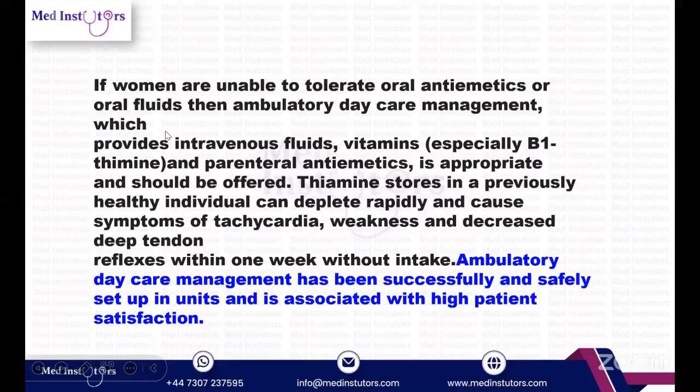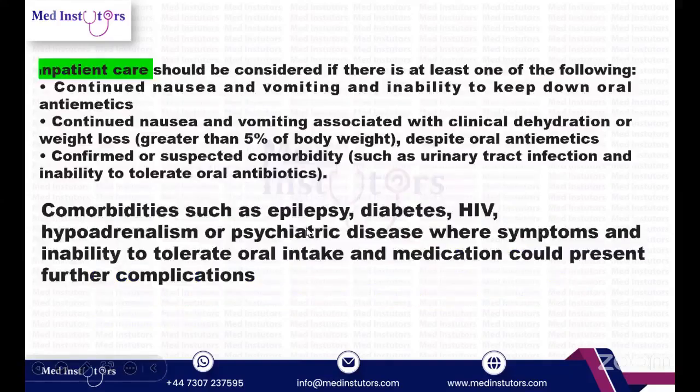So in ambulatory care, what are we going to provide? We are giving them IV fluids with B1 thiamine, and parenteral antiemetics are preferred. Thiamine stored in a previously healthy individual can deplete rapidly and cause symptoms of tachycardia, weakness, and decreased tendon reflexes, within 1 week without intake. So in ambulatory management we give the patient IV hydration and we have to stratify the patient either back into the community or to inpatient care. This is again the inpatient.